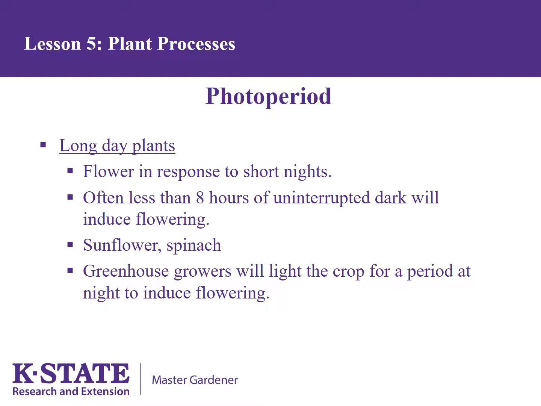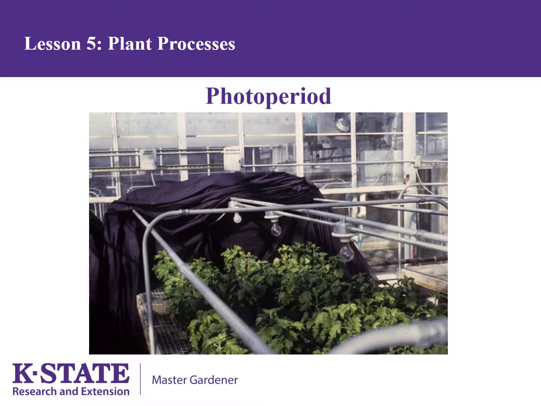Long-day plants flower in response to short nights. Often less than 8 hours of uninterrupted dark will induce flowering. Examples of long-day plants include sunflower and spinach. Greenhouse growers will light a crop for a period at night to induce flowering. This is an example of how a bench can be lighted. These lights are on a time clock, so the lights come on for 10 minutes in the middle of the night. Each dark period is then short enough that flowering can be induced.